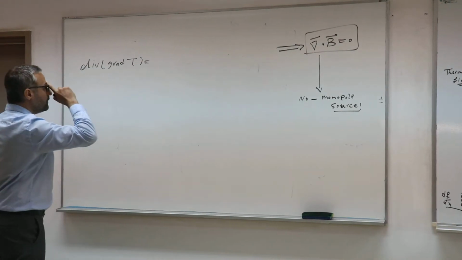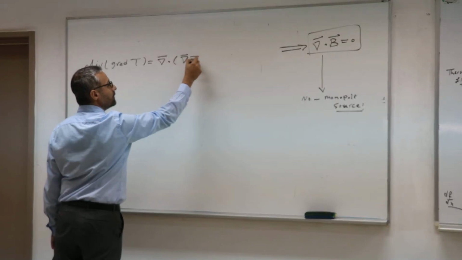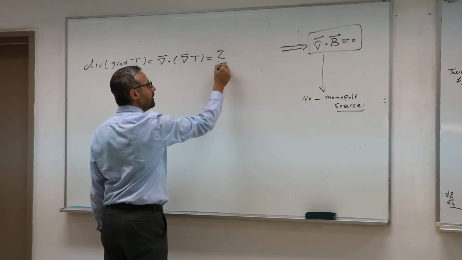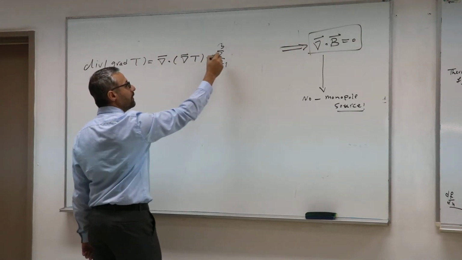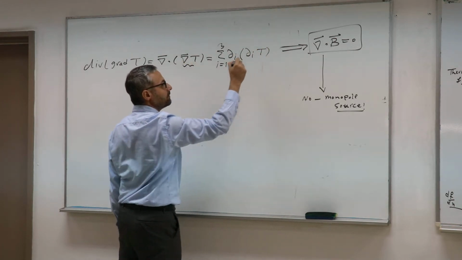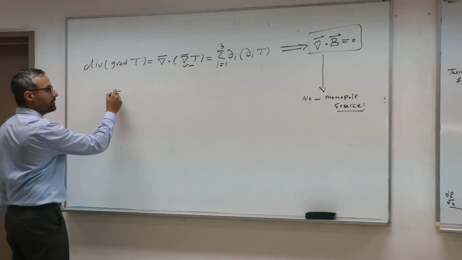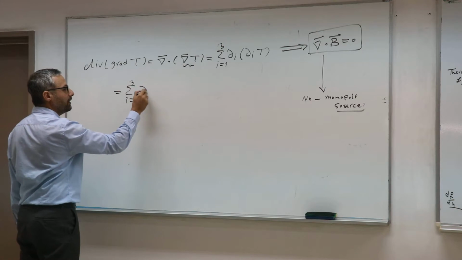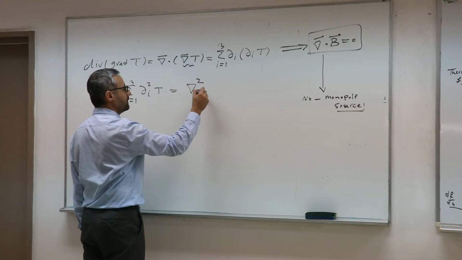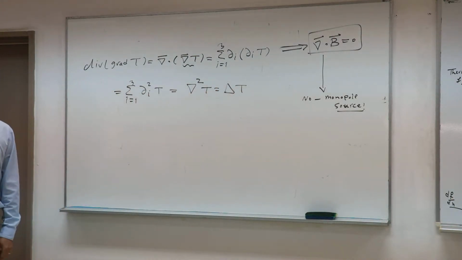Okay, I want again to use the notation. So divergence gradient T is the sum over i from 1 to 3 of partial derivative, and using the definition of the notation, that will be the sum over i from 1 to 3 of the second partial derivative of T. Can I write that? This is called the Laplacian.